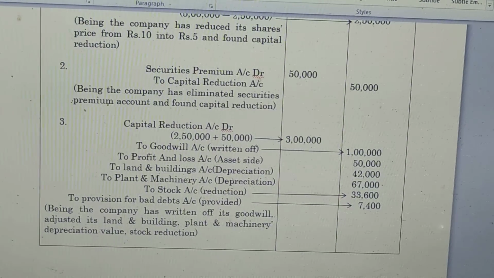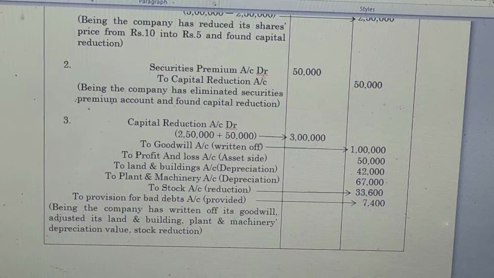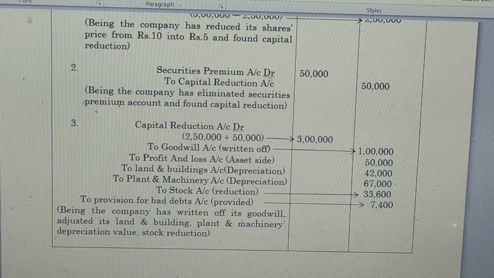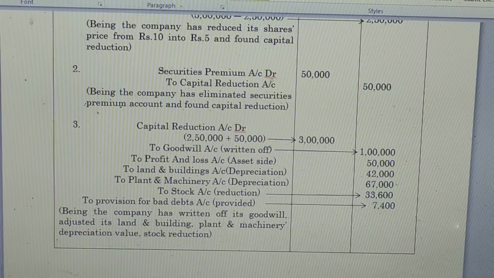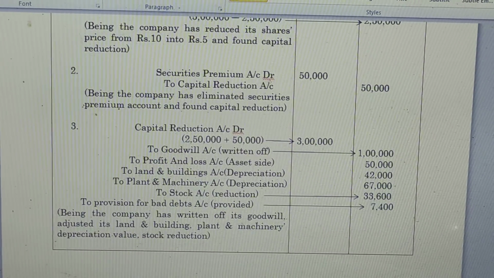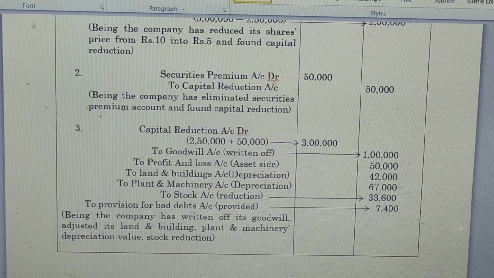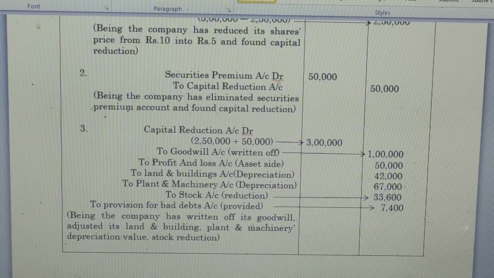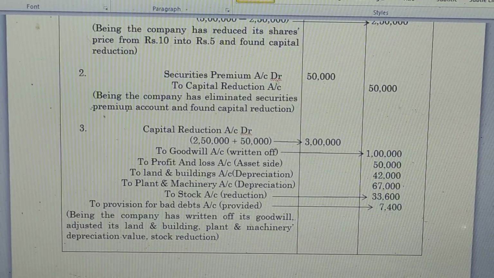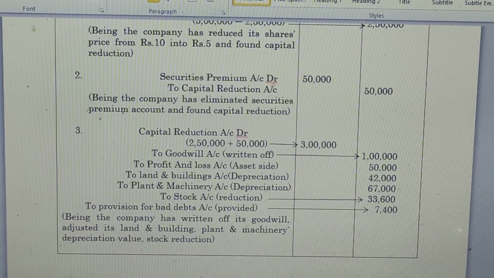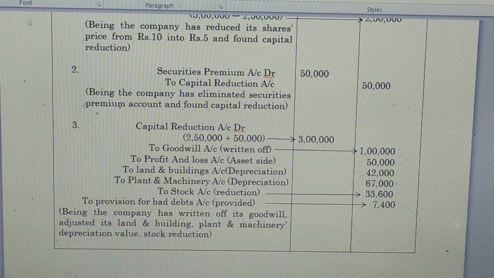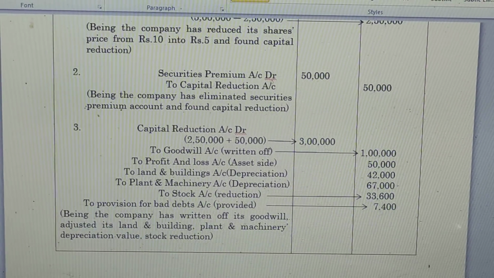And the third journal entry: capital reduction account debit, 2 lakhs 50,000 plus 50,000, the total capital reduction amount is rupees 3 lakhs, which we have already calculated. And to goodwill account written off, which we have to mention on the credit side, that amount is rupees 1 lakh. And to profit and loss account on the asset side, the amount is rupees 50,000.